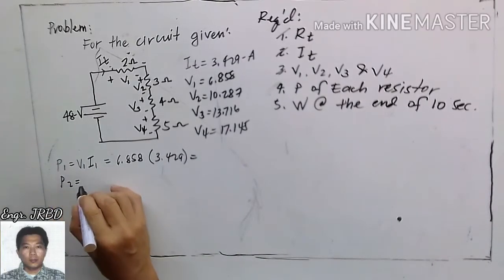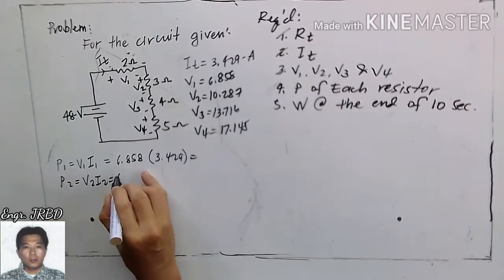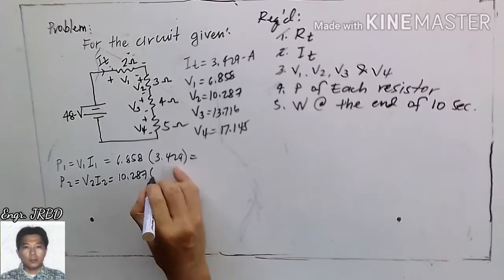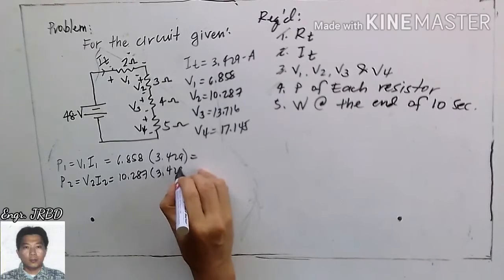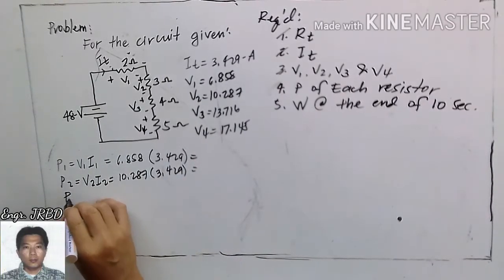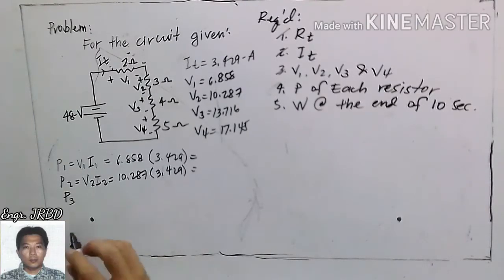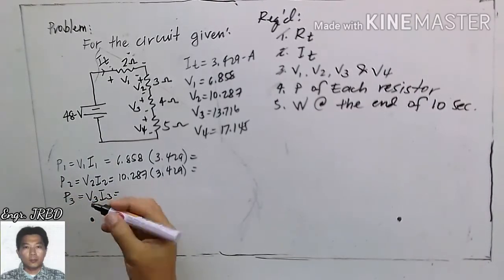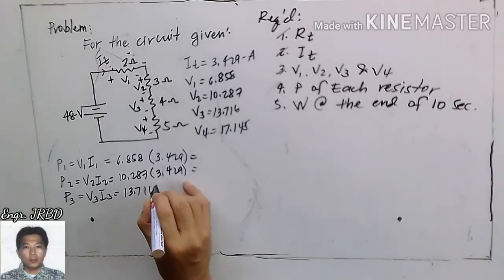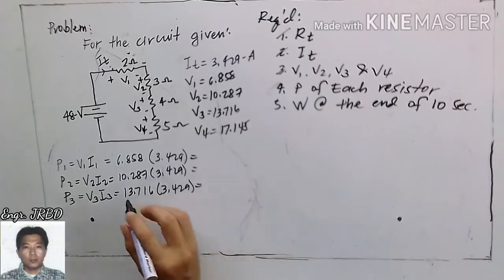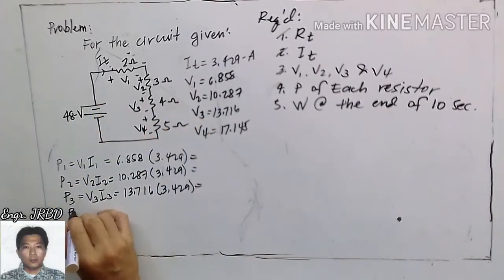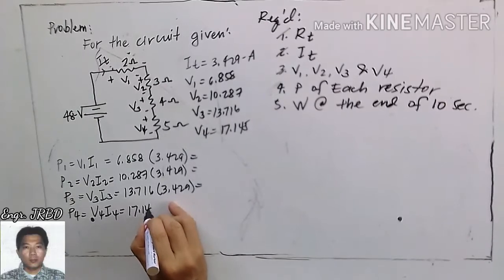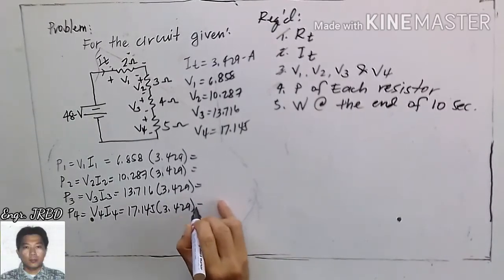V sub 2 is the same, that is V sub 2 times I2, that is 10.287 times 3.429. The power in your 4 ohms, that is V sub 3 times I3, that is 13.716 times 3.429. V sub 4 times I4 is 17.145 times 3.429.